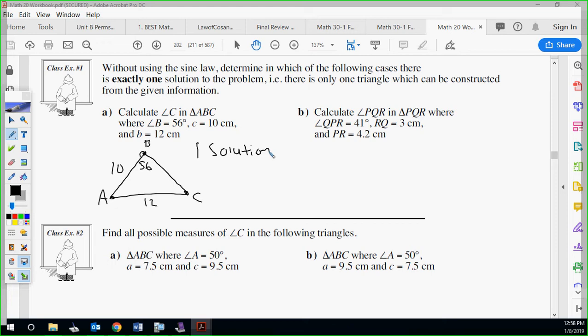Part B, calculate PQR. So let's look at PQR here. Let's draw a PQR triangle again. It's not to scale, just drawing it for reference. PQR. Angle QPR is 41, RQ is 3, and PR is 4.2.